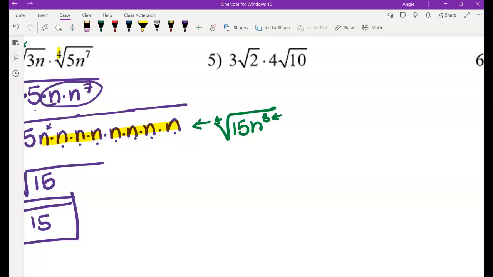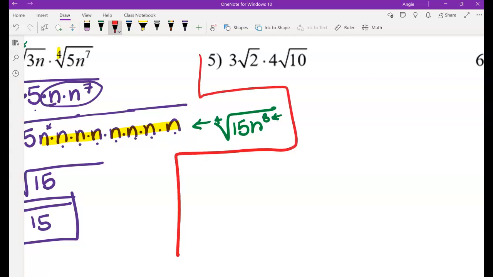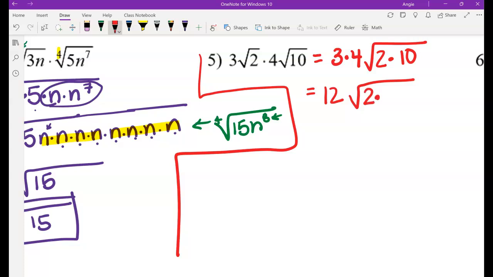Number 5 says 3 times the square root of 2 times 4 times the square root of 10. This is going to allow us to say, okay, outside numbers 3 times 4, inside numbers 2 times 10. Well, on the outside, we definitely have 12. On the inside, we're going to break 10 down to 2 times 5.